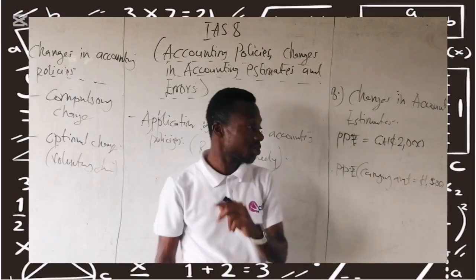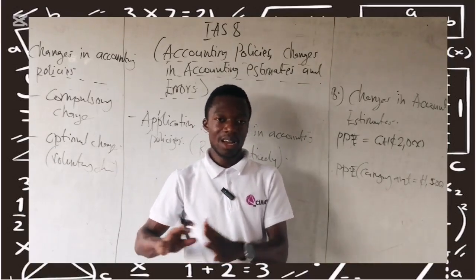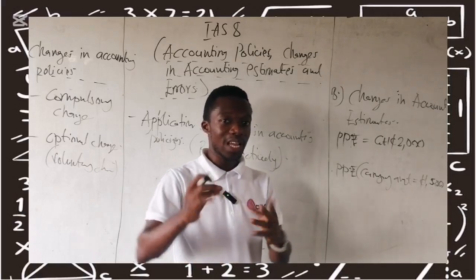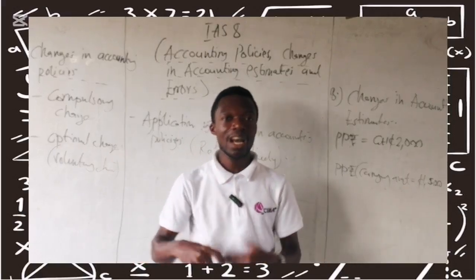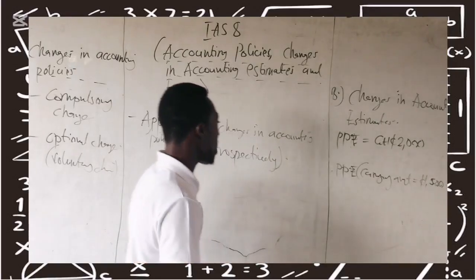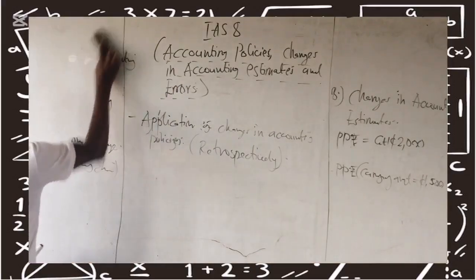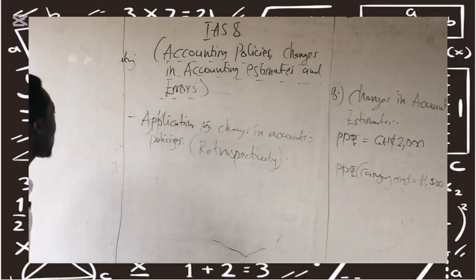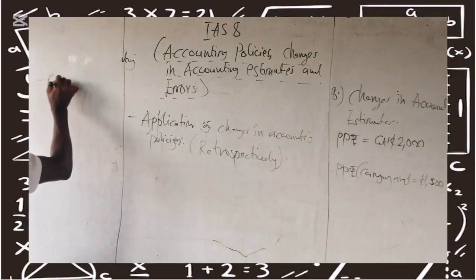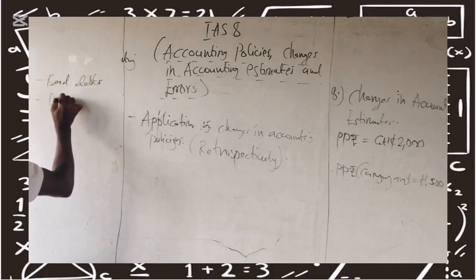Depreciation is an accounting estimate. Accounting estimates are those estimates that have been made by management as part of the preparation of the financial statement. Estimates like bad debt, for example, as an estimate. We may have depreciation.